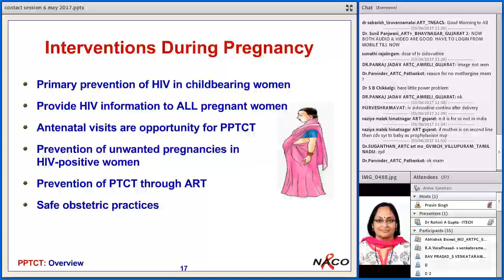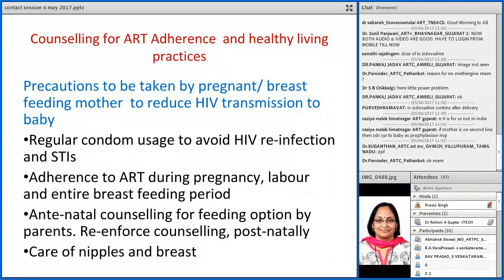Interventions during pregnancy: primary prevention of HIV, provide HIV information to all pregnant women. Antenatal visits are opportunities for getting HIV testing done. Planned pregnancies, anybody diagnosed infected needs to be started on ART, and safe delivery practices. Now, this is very important. Counseling of patients who are HIV infected on ART adherence and healthy living practices.